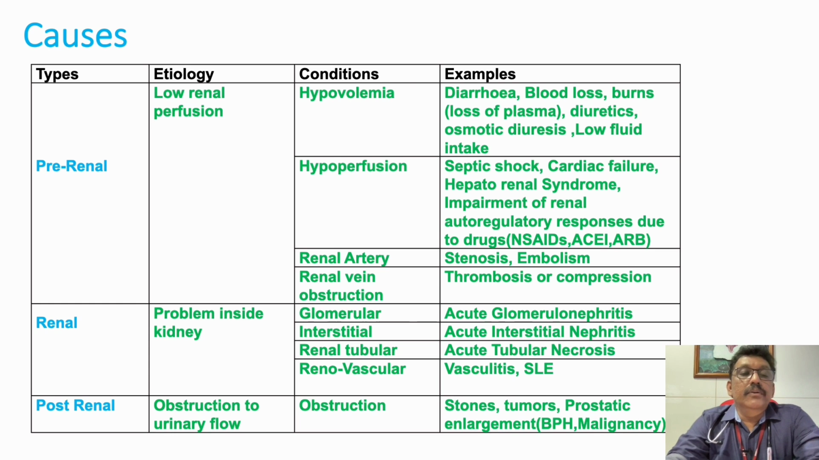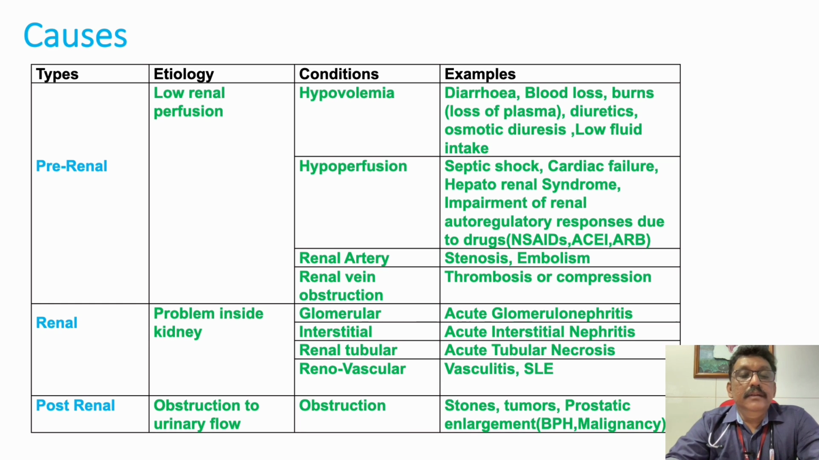Pre-renal failure is mainly due to hypovolemia, hypoperfusion, renal artery stenosis, embolism, and renal vein obstruction like thrombosis of the renal vein. Hypovolemia and hypoperfusion are mainly seen in sepsis, septic shock, and other failures like cardiac failure, liver failure with hepatorenal syndrome, NSAIDs, diarrhea with fluid loss, blood loss like trauma, burns with fluid loss, and diuretics with fluid loss. All these things can produce pre-renal kidney damage.